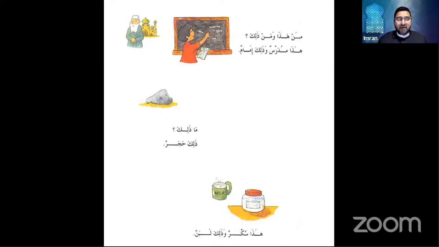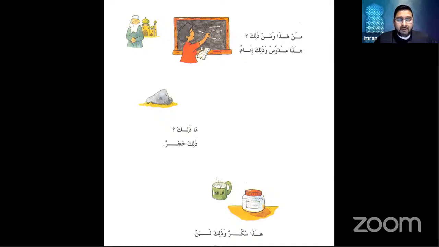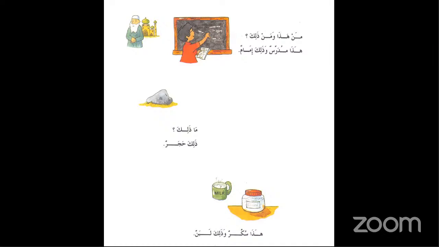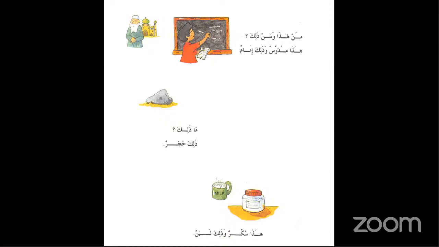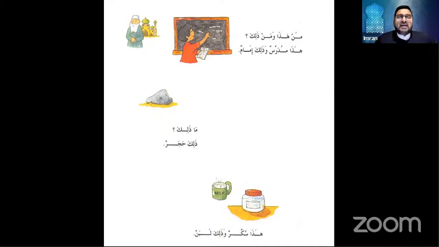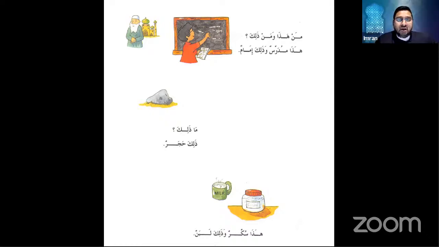Excellent. Now I'm going to test you. How would you say, this is my teacher and that is your imam, for one male? Mudarrisun is the word. Add a ya to make it "my." How do you say my teacher? I'll help you. "Hada mudarrisi."